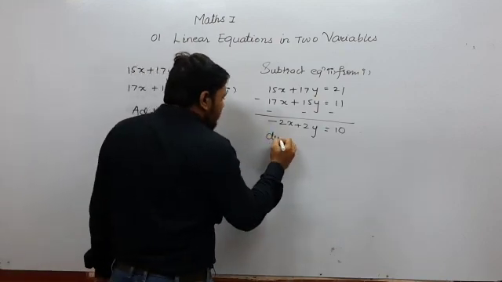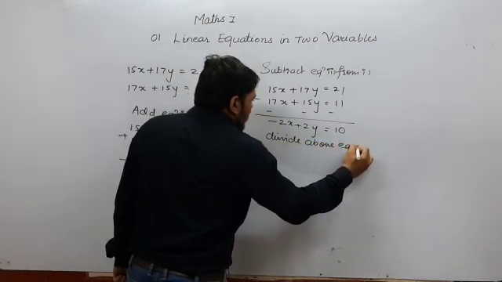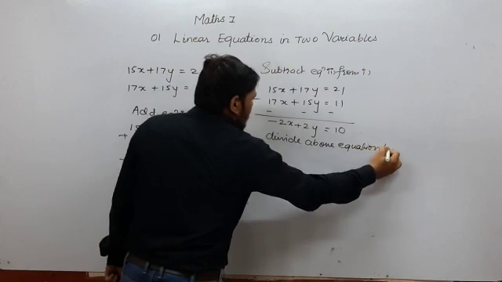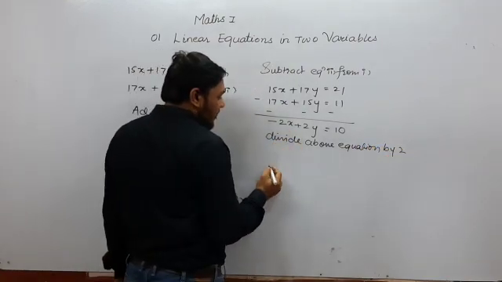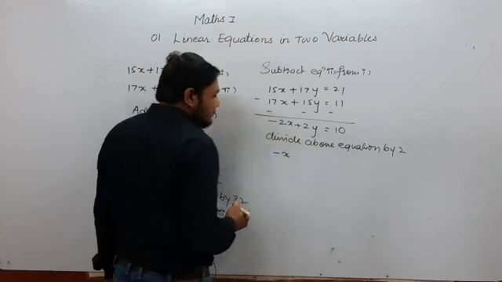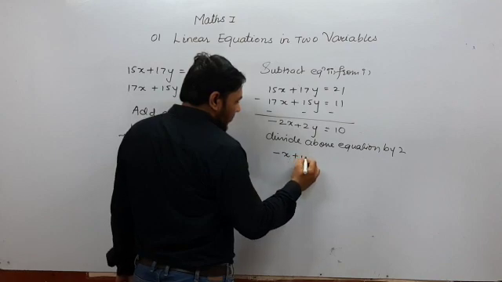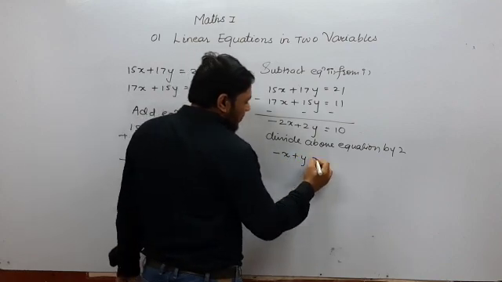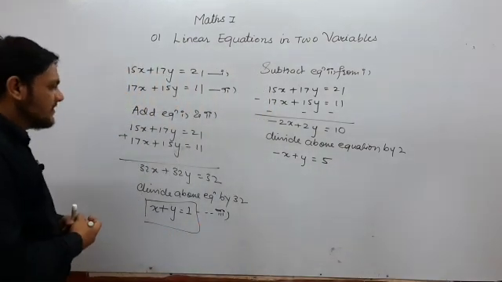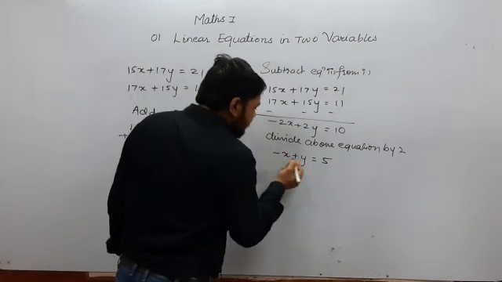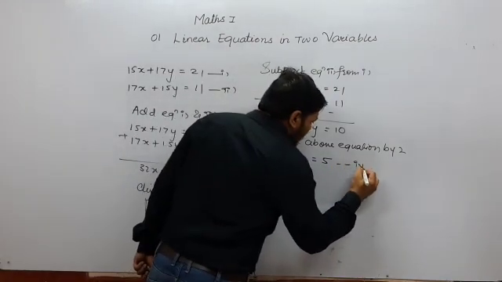See, divide the above equation by 2. So negative 2x divided by 2 will be negative x, plus 2y divided by 2 will be plus y, and 10 divided by 2 will be 5. So we got one more simple equation here, minus x plus y equal to 5. Let this equation be equation number 4.